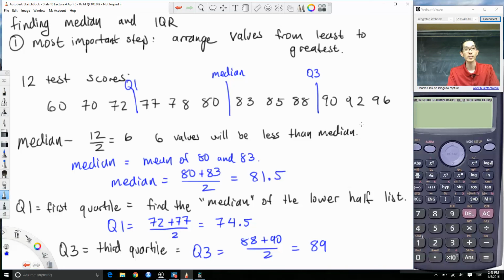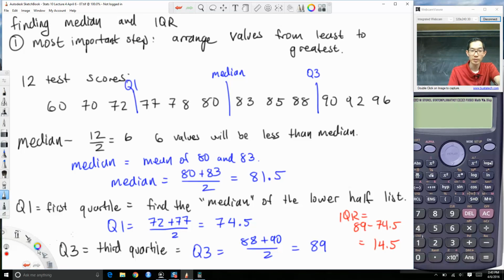Okay, everybody's good? Okay, and then our IQR would just be 89 minus 74.5. I've run out of space to write this, but I'll just throw it right here. IQR is equal to 89 minus 74.5, and I think that's 14.5, something like that. Okay.